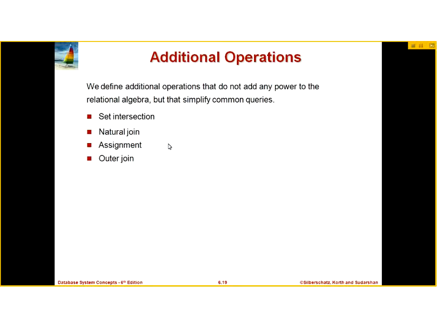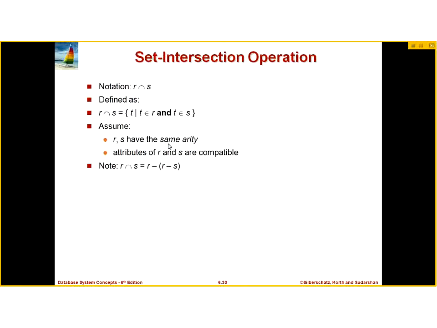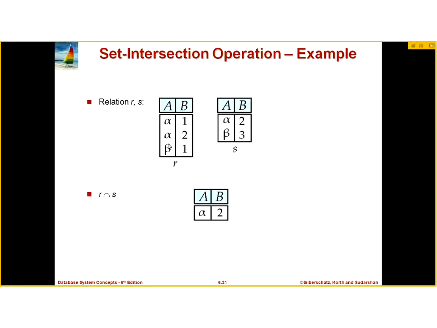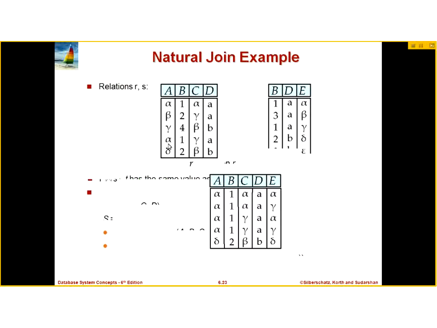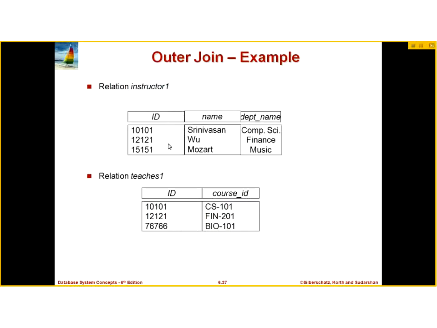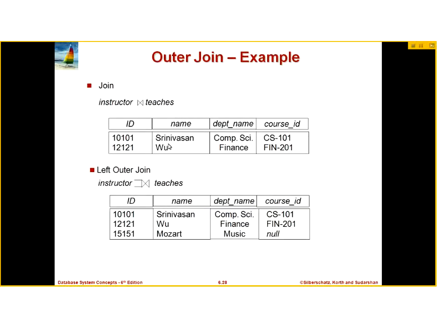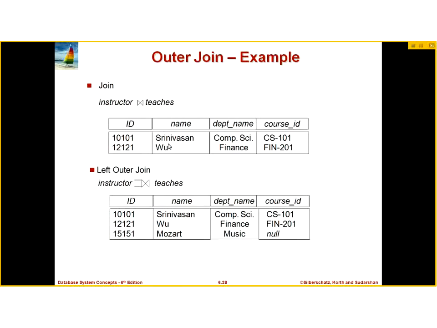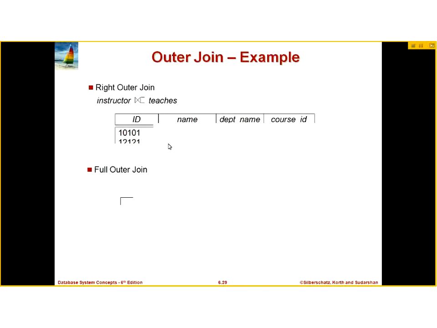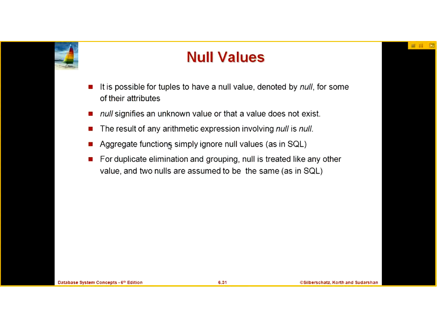We define additional operations that do not add any power to the relational algebra, but that simplify common queries, like set intersection, natural join, assignment, and outer join. We have already talked about this, so I'm going to skip this because we have already done this part. We've already studied join operators and outer join operators.